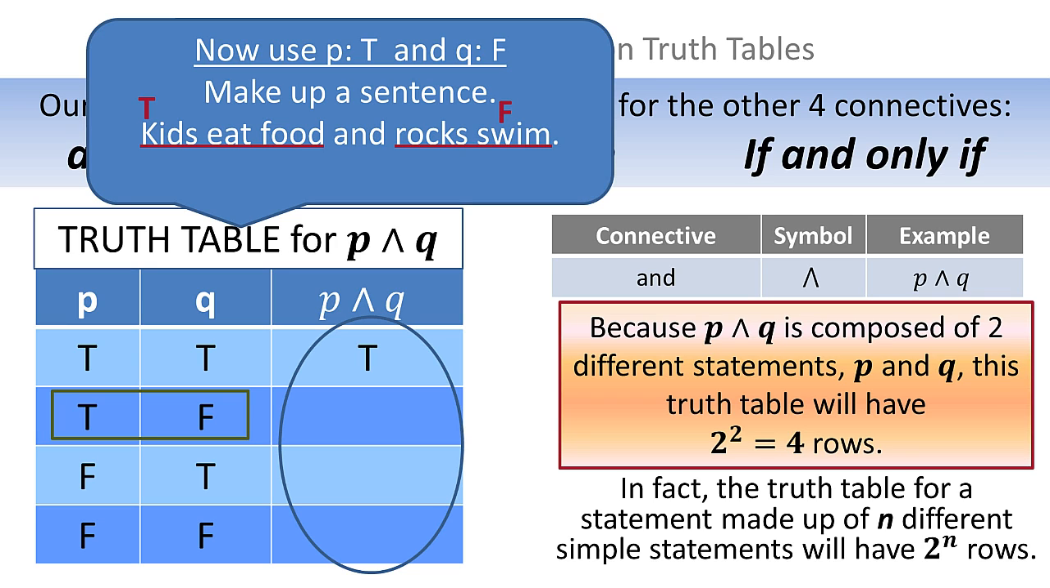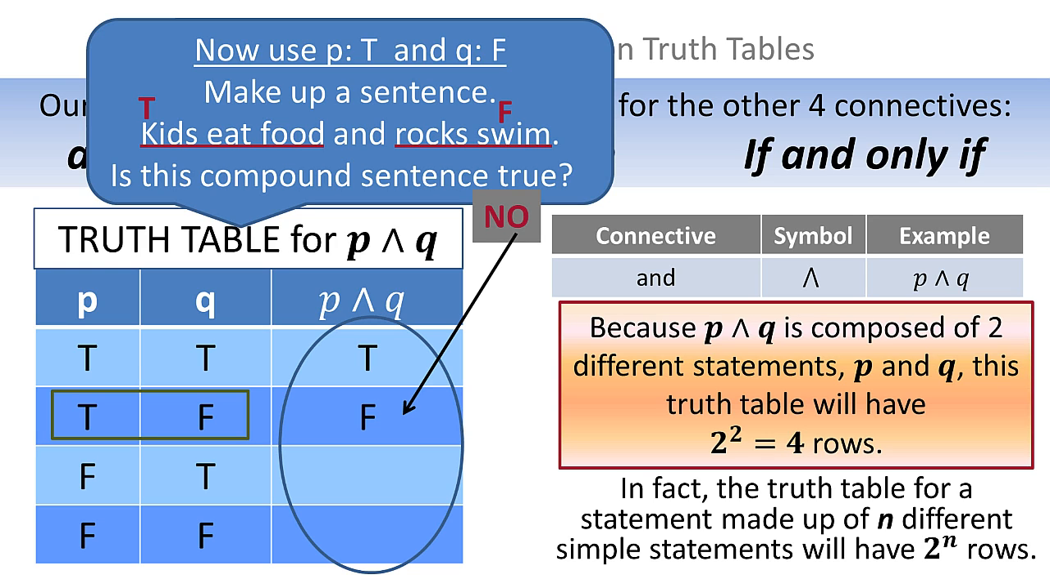Our use of and is pretty much the same as in English, and that is that both statements have to be true, both simple statements that make up the compound statement have to be true in order for the and to be true. So although kids do eat food, rocks do not swim. So if I say kids eat food and rocks swim, that is a false statement.